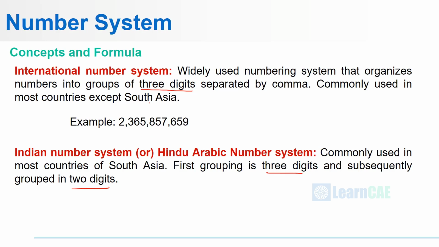In the international number system, we can see the grouping done in 3 digits starting from the right to left. Whereas in the Indian number system, the first 3 digits are grouped together and subsequently the 2 digits are grouped, which are separated by a comma as shown here.